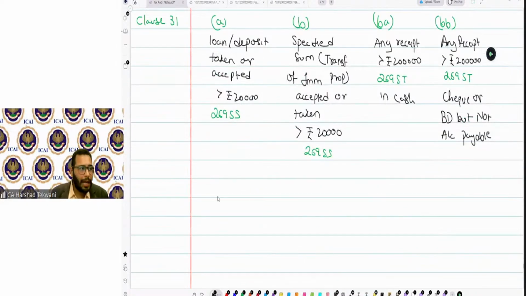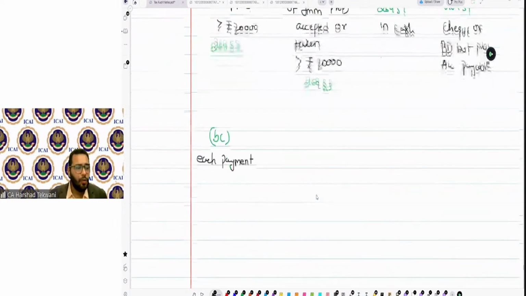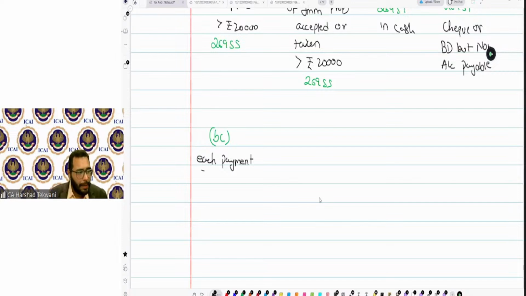Now, when I talk from 31 BC, I talk about each payment. Now I'm coming to the payments. Each payment amount exceeding the limit specified under 269ST. Now again, the limit of 269ST is 2 crore or 2 lakh rupees. Okay, the limit is coming from ST. Otherwise, by check, bank draft, electronic clearing system, which is cash. I call it cash.